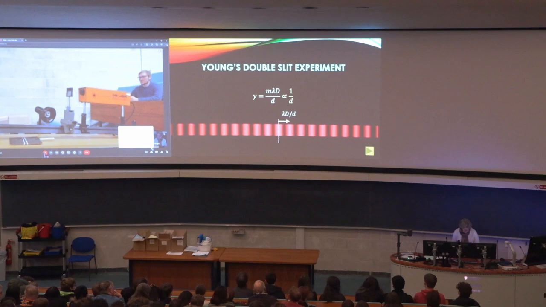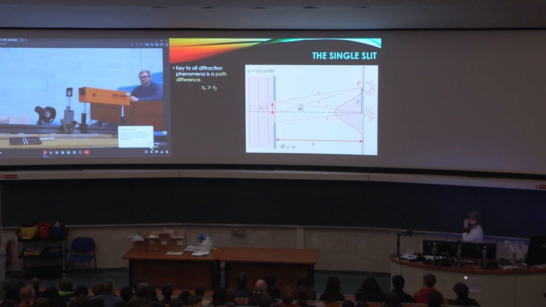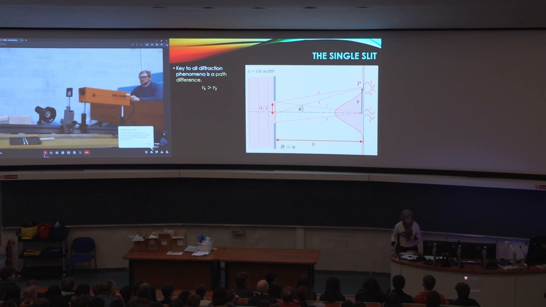So now let's look at a single slit. You might think, well, actually a single slit, surely that's more straightforward than a double slit. But actually, it's a little bit more involved. And I've put my laser pointer down somewhere, but never mind. So we've got this particular case.